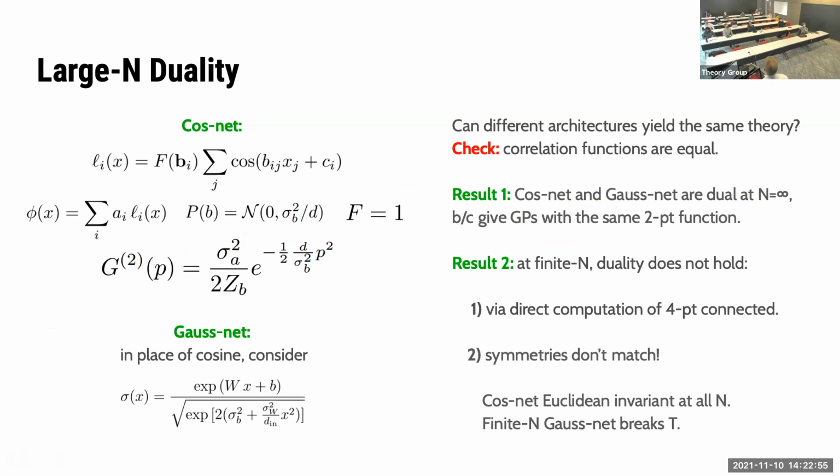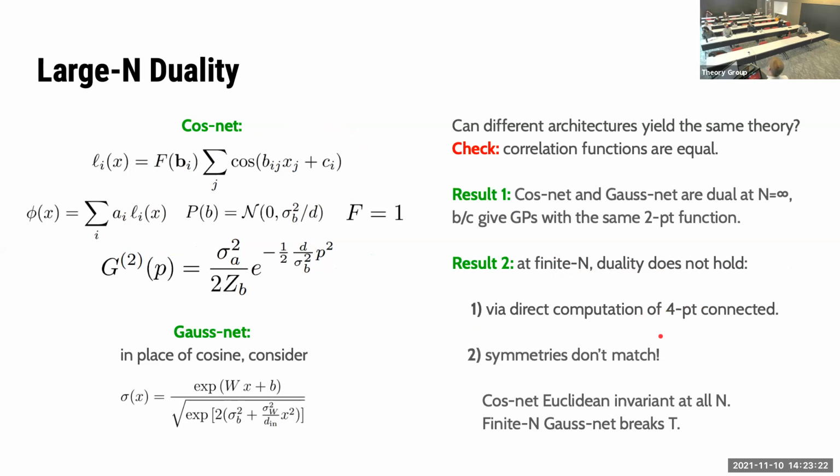In particular, you can compute, for instance, the connected 4-point function, and just see that they disagree. And furthermore, the symmetries don't match. This happens to have a translation invariant 2-point function, but the higher correlators are not invariant under translations, whereas this gave rise to a translation invariant system by construction. So at finite n, the duality does not hold. The 4-point connected functions just disagree, and furthermore, the symmetries don't match.